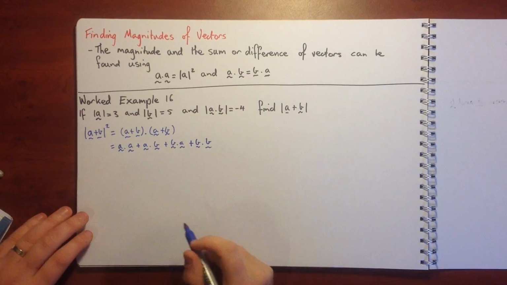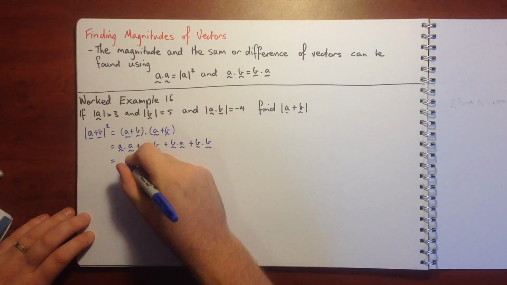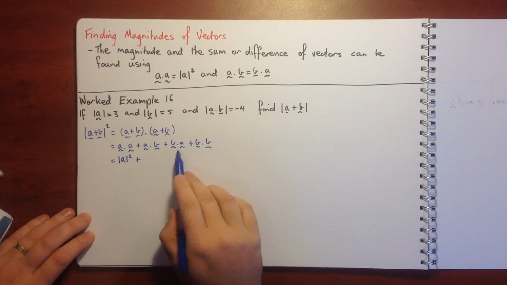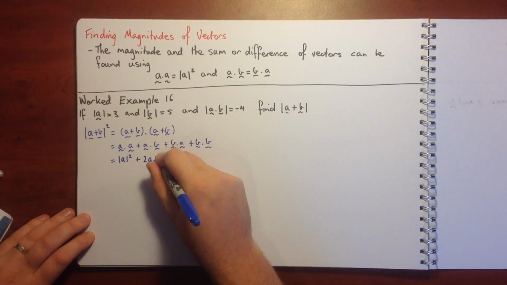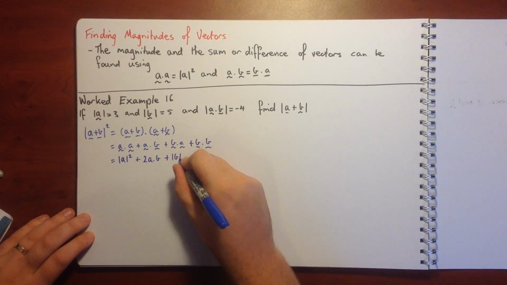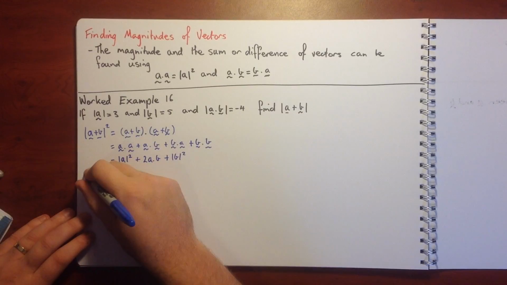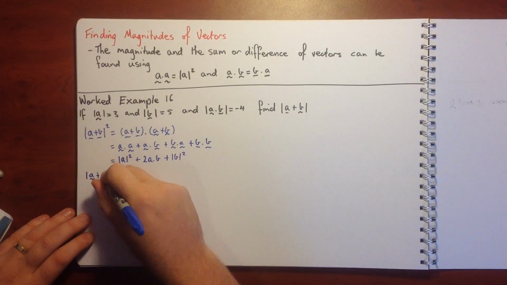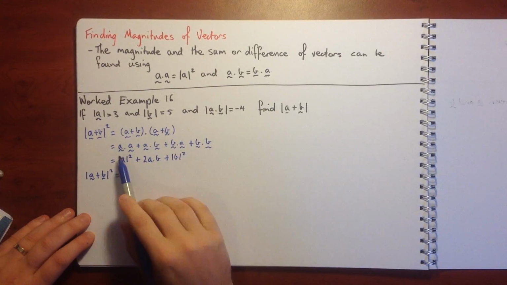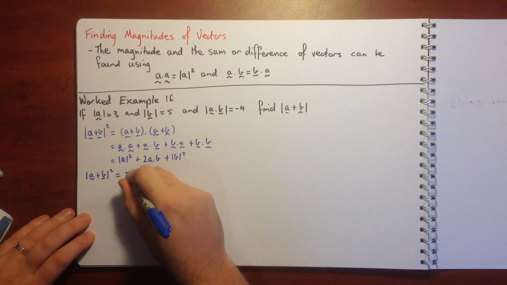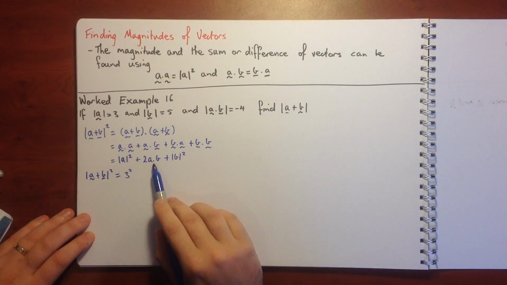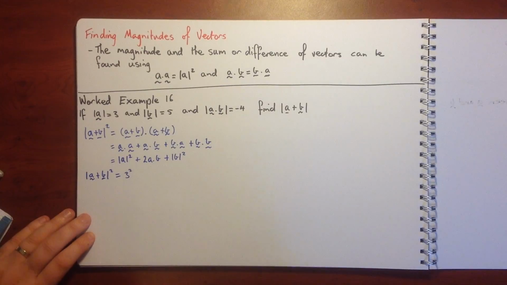Then we can simplify this a little bit, because we know a dot a is going to be the magnitude of a squared, plus a dot b is the same as b dot a, so we've got two lots of a dot b, plus b dot b, same idea, it's going to be the magnitude of b squared. Now that means that the magnitude of a plus b squared equals, well, the magnitude of a is 3, so the magnitude of a squared will be 3 squared, plus 2 times a dot b.